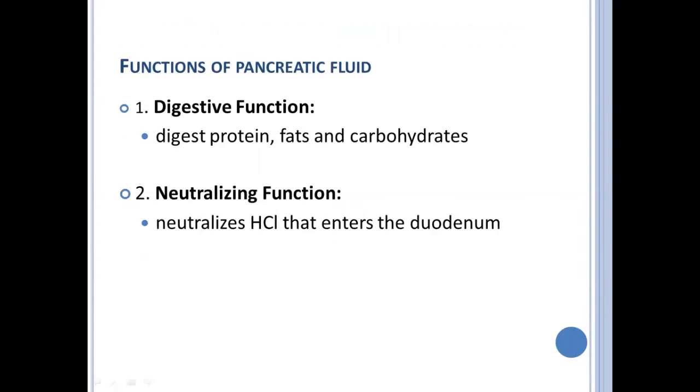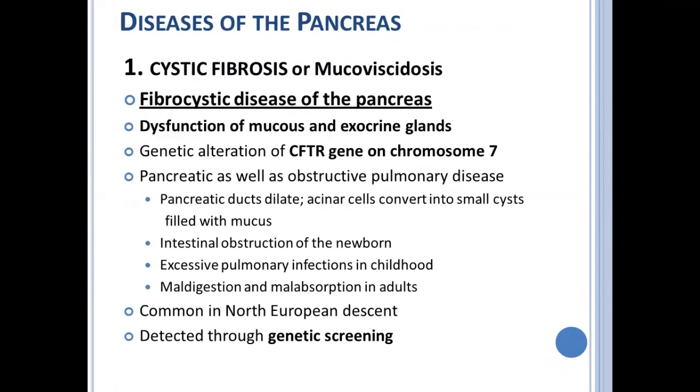Okay. Now, let's go to diseases of the pancreas. So, mentioned in the video again is the genetic disorder, cystic fibrosis or the mucoviscidosis. And this is also known as the fibrocystic disease of the pancreas. So, this is a dysfunction of the mucus and exocrine glands. This is an inherited disorder, okay, that causes severe damage in the lungs, digestive system, and organs of the body. So this is common in children, and this is caused by the genetic alteration or mutations of the CFTR gene on chromosome 7.